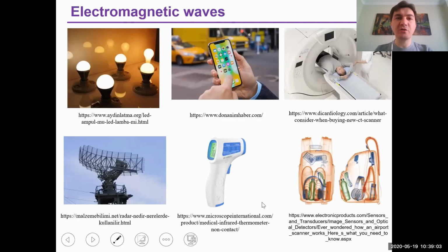So let me continue with the importance of electromagnetic waves. Electromagnetic waves or light are used everywhere in our life. So we use them in lamps, okay? So with different colors of light, we use them everywhere. And we use electromagnetic waves in our mobile phones. So you call somebody, you send a message, or you receive messages and you receive calls.